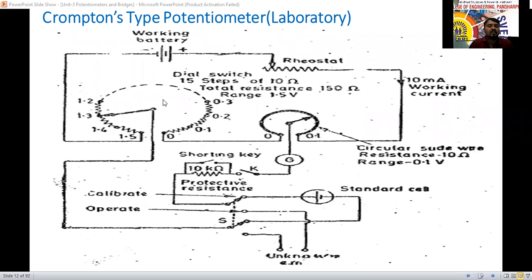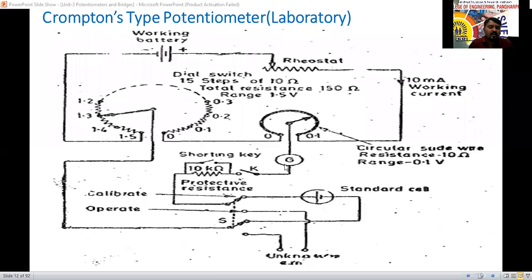This is the dial switch we are going to use here. So here the battery supply we are going to use as usual. This is the rheostat we are using to limit the current here now. So 10 milliampere working current we are passing to this sliding contact here now. The sliding contact we are going to consider.